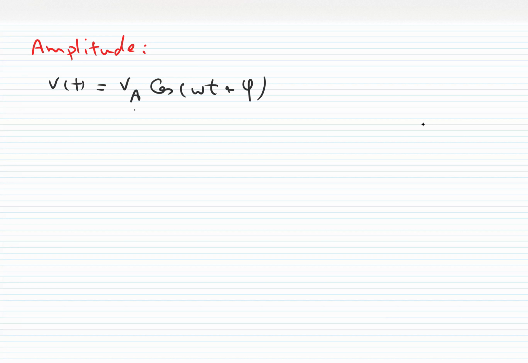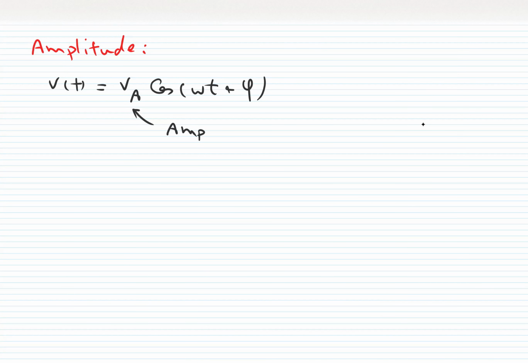In this lecture, I will talk about amplitude. Each signal has an amplitude. For example, we learned sinusoidal signals that are in the form of v(t) = VA cosine of (omega t + phi). The amplitude of this sinusoidal signal is VA. So each signal has amplitude.